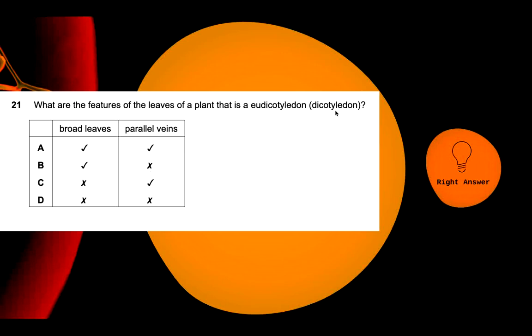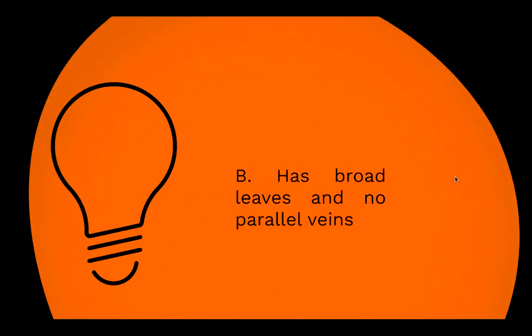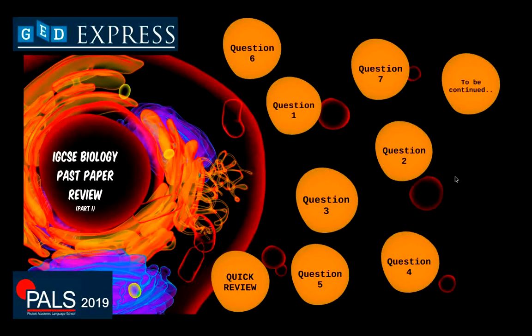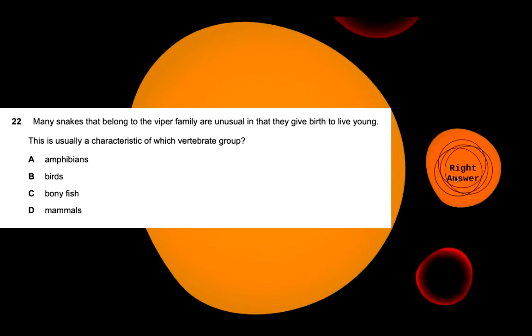So if it's dicotyledon, they will never have parallel veins. So you choose letter B. And your answer is right. Has broad leaves and no parallel veins, because parallel veins is for monocots. Next, we have question 4. Many snakes that belong to the viper family are unusual in that they give birth to live young.